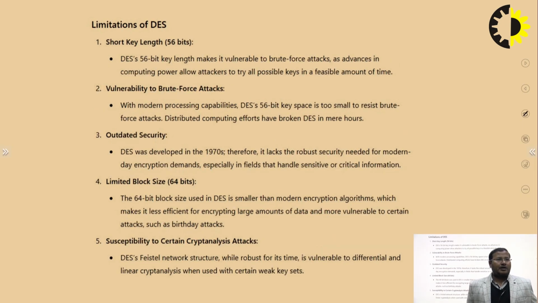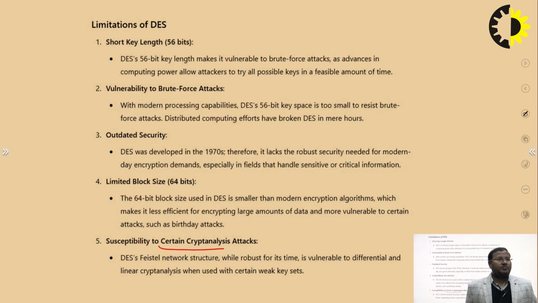There is always some negative side of everything. In such a manner, the limitations of DES are short key length of 56 bits, vulnerability to brute force attack, outdated security, limited block size, and susceptibility to certain cryptanalysis attacks. These are the 5 limitations, drawbacks of the DES.